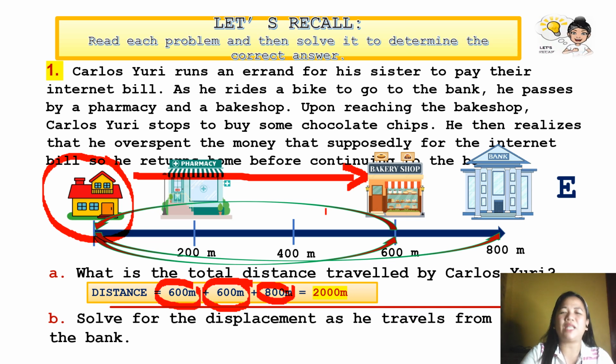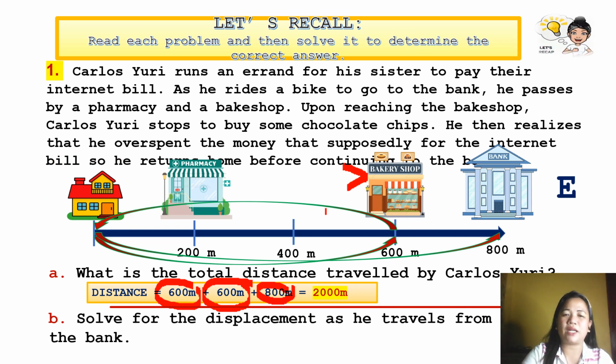Okay, now, what if bumalik? Katulad na nangyari sa kanya dito. Okay, so from house, pumunta siya doon sa bakery. From bakery, bumalik siya doon sa house. So, sabihin nun, kung saan siya nagsimula sa initial point niya, bumalik ulit. So, if the case is like this, your displacement will become 0. Okay? So, ang distance mo ay madodoble.